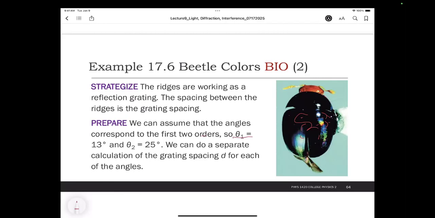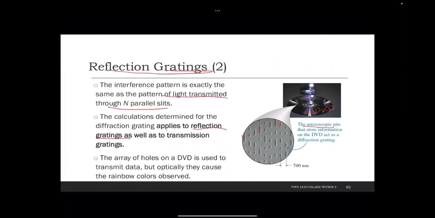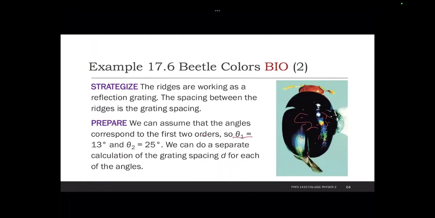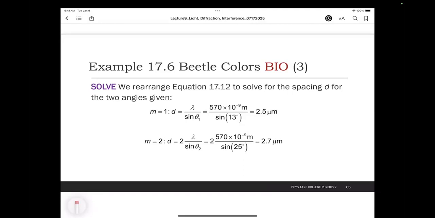Here we know there are two angles, 30 degree and 25 degree, so let's assume these are the first two orders. So theta 1 equals 13 degree and theta 2 equals 25 degree. We can do a separate calculation of the grating space d for each of the angles. So we can rearrange equation 17.12 to solve this question. You can see we can write the equation here.